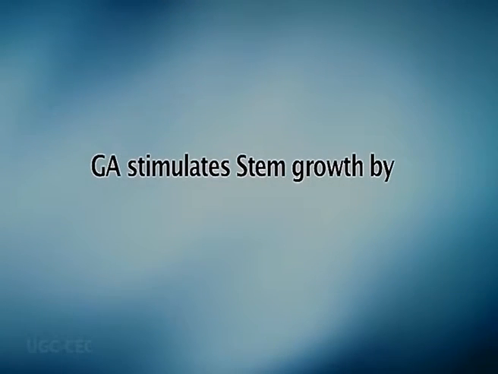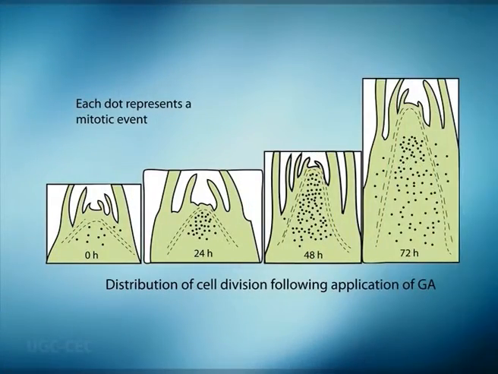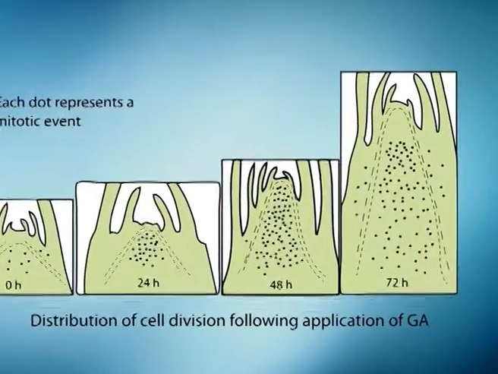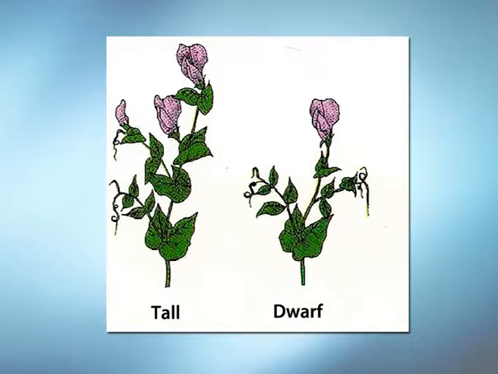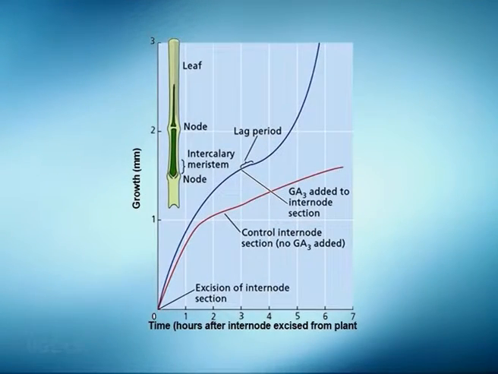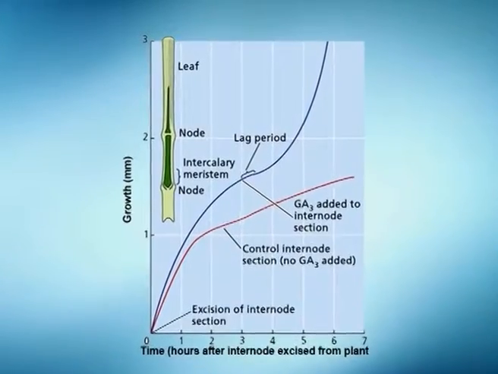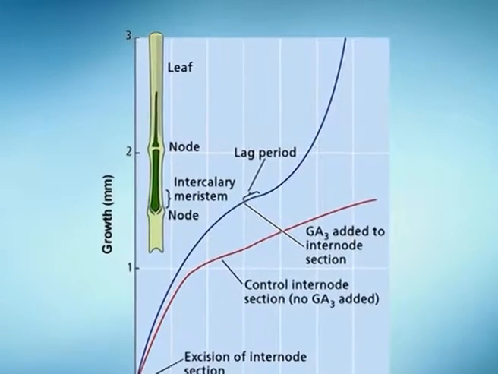GA stimulates stem growth by cell elongation and cell division. Gibberellins increase both cell elongation and cell division in response to application of GA to dwarf peas. For example, internodes of tall peas have more cells than those of dwarf peas, and the cells are longer. Mitosis increases markedly in the subapical region of the meristem of rosette long day plants after treatment with gibberellin.